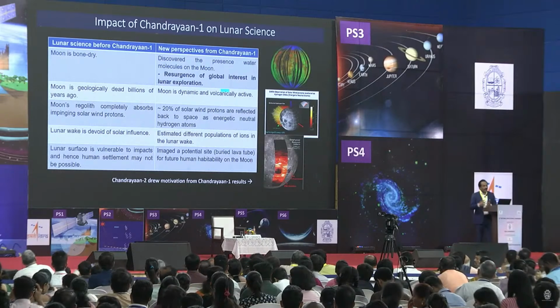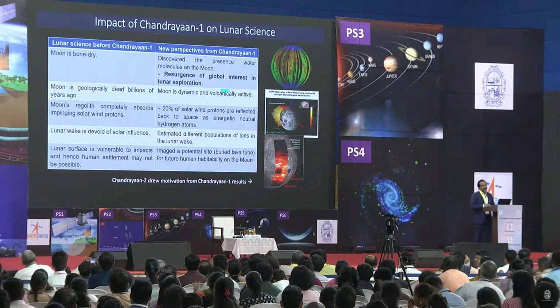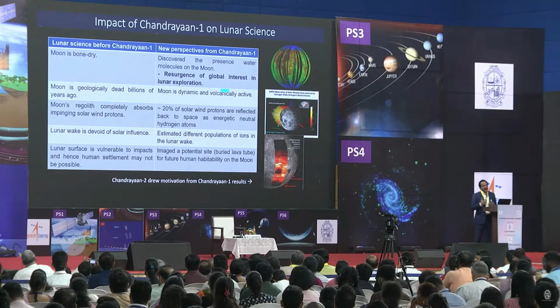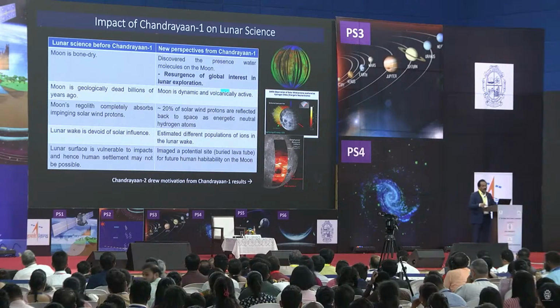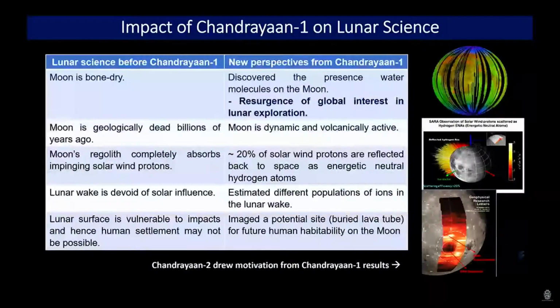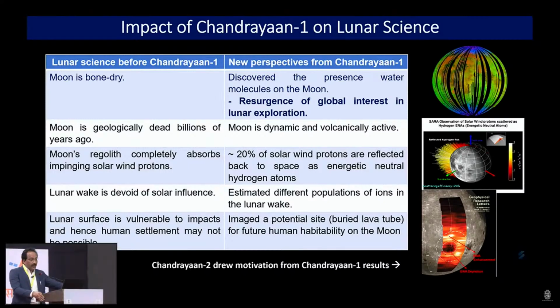And we thought that the moon is geologically very dead billions of years ago, and we now realize that it has a lot of volcanic or other geologically active systems there. And we believed that the regolith absorbs the entire solar wind's protons. Today we know that it is being reflected back as energetic neutral hydrogen atoms, which is a very important finding. And the lunar wake, which is again a very important measurement, was thought to be devoid of solar influence. Today we know that a different population of ions in the lunar wake has been discovered.